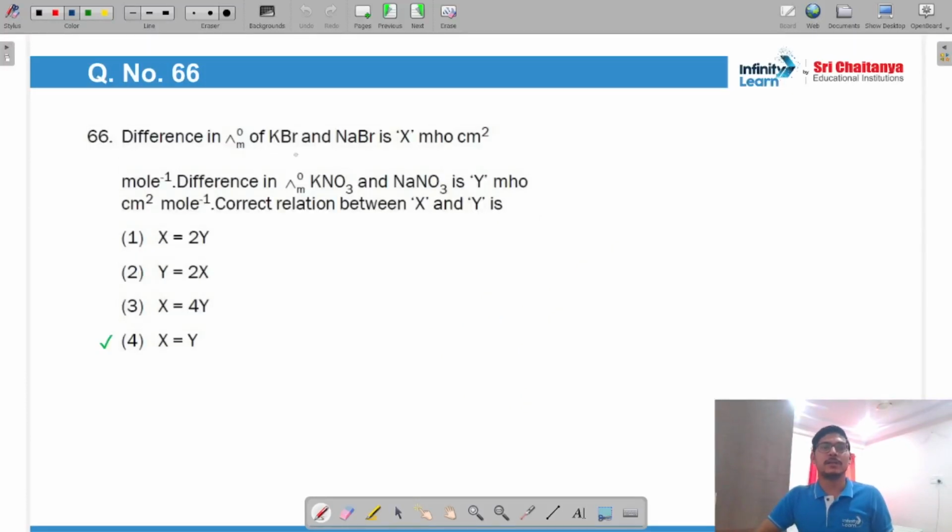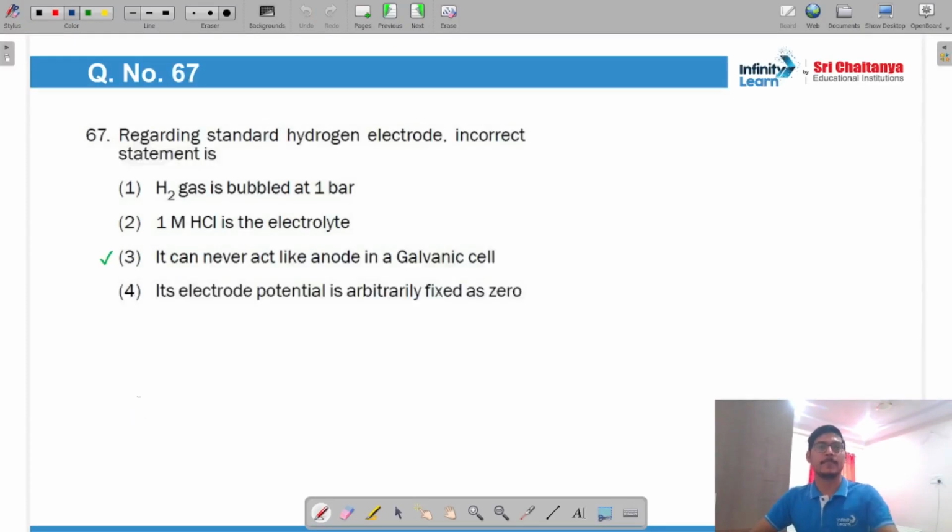The difference in limiting molar conductance of KBr and NaBr, guys, would be the ionic conductance of K+ minus the ionic conductance of Na+, because bromide is constant. And the difference in limiting ionic conductance of KNO3 and NaNO3, again, will be equal to the ionic conductance of K+ minus the ionic conductance of Na+, because nitrate is common. So they are actually equal, okay, because they both represent K+ minus Na+. So this represents X is equal to Y.